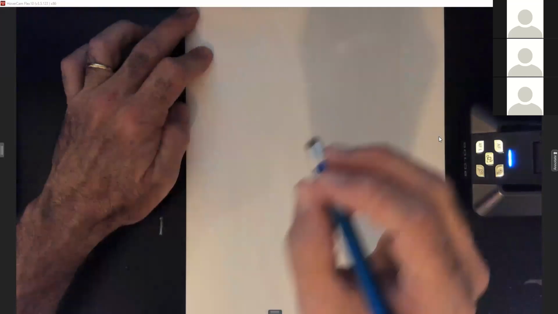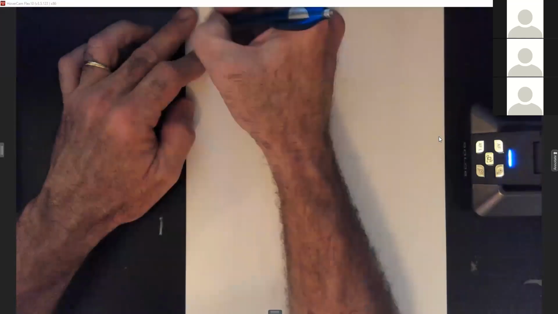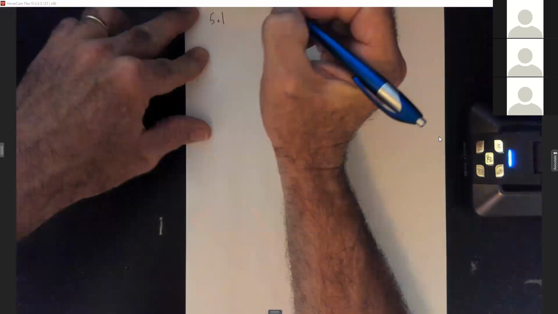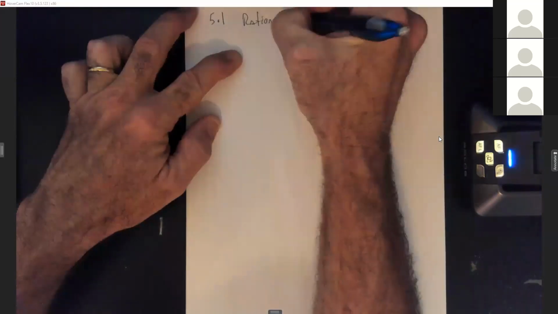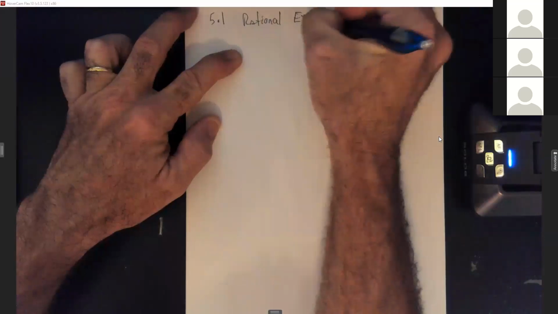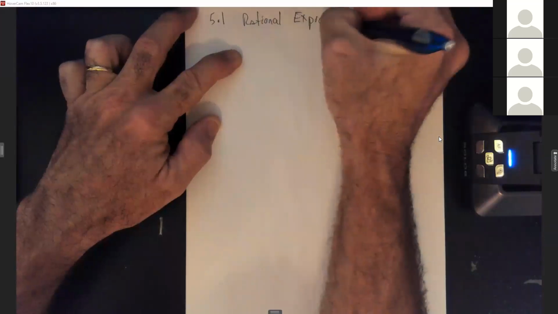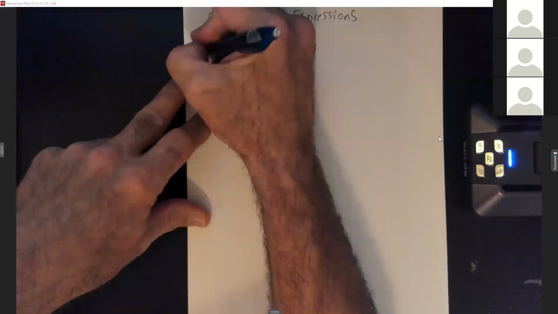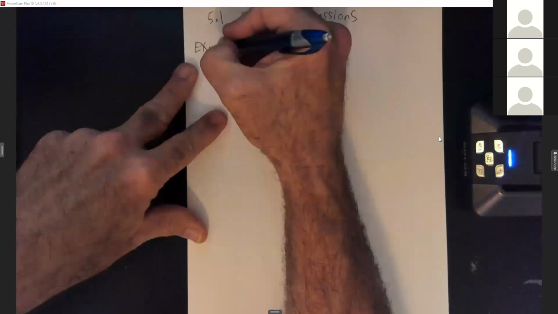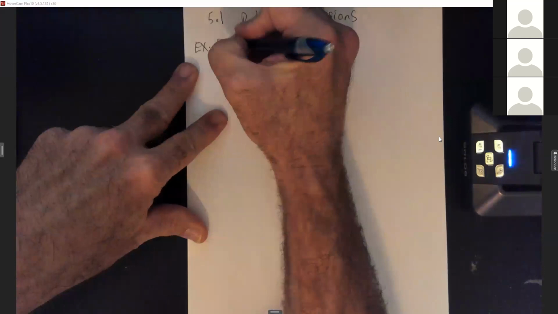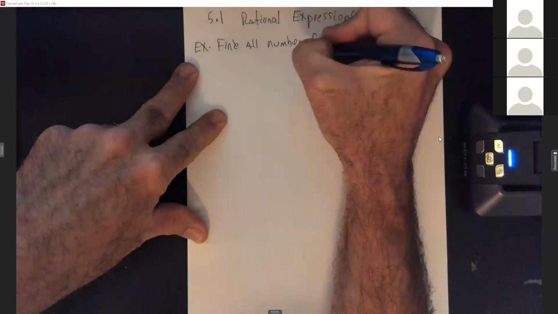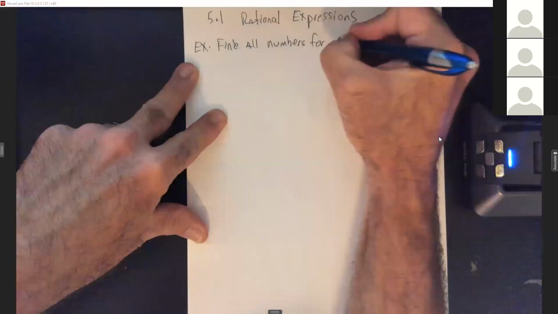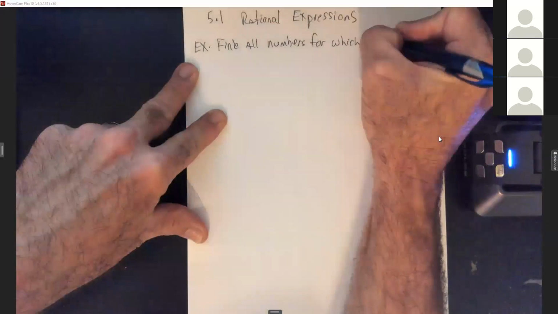Alrighty, so the nice thing about 5.1 is it's really nothing new. 5.1 deals with rational expressions. So this first example, I'm going to find all numbers for which the rational expression is not defined.